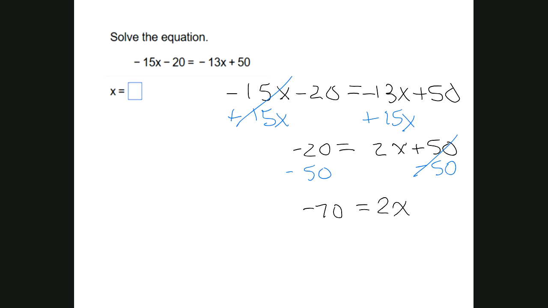Next, again, we will undo this multiplication on the right-hand side, 2 times x, with a division. Divide both sides of the equation by 2. This divides out the 2 on the right-hand side, leaving me just x. And negative 70 divided by 2 is negative 35.